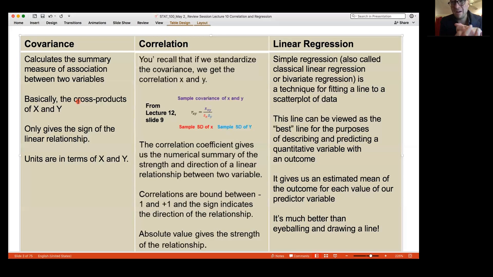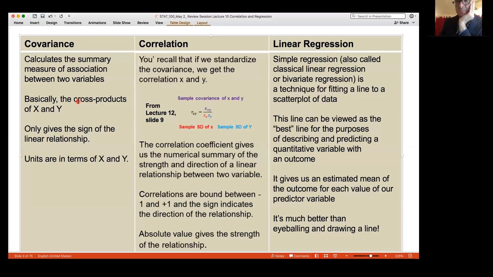So when we think about a linear regression, the major insight here is about describing and predicting Y given we have a value of X. A correlation doesn't do that. It just gives us an association between two variables, and neither does covariance. What linear regression does is let us understand what the expected value, or expected mean, of an outcome variable would be given our predictor variable X. And it's much better than eyeballing a line.